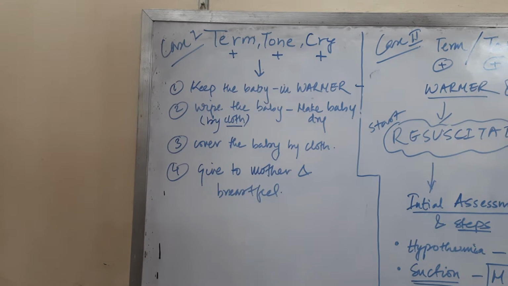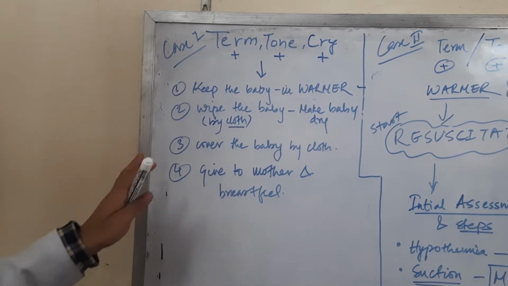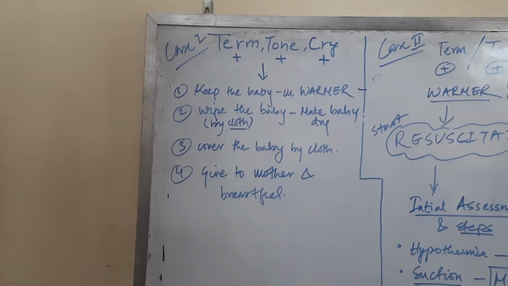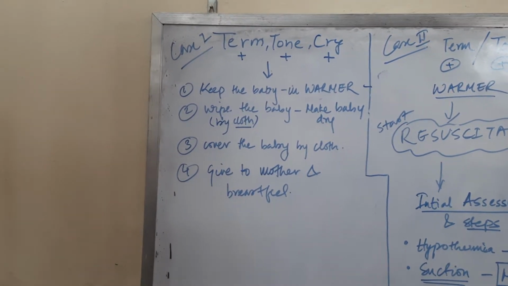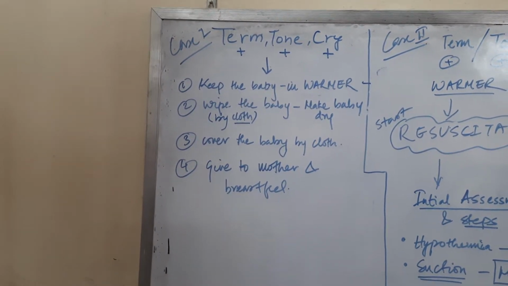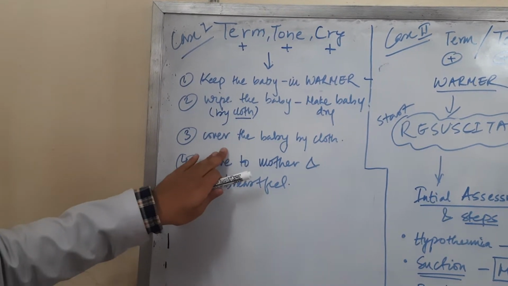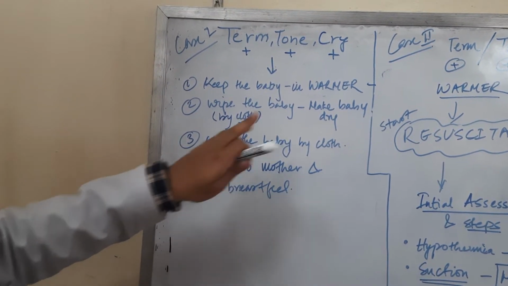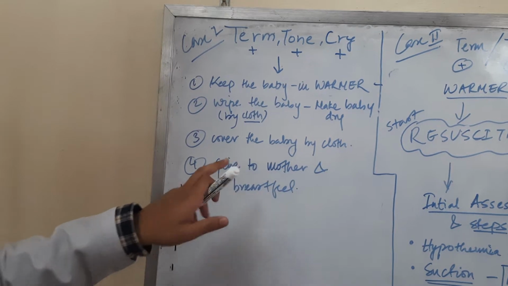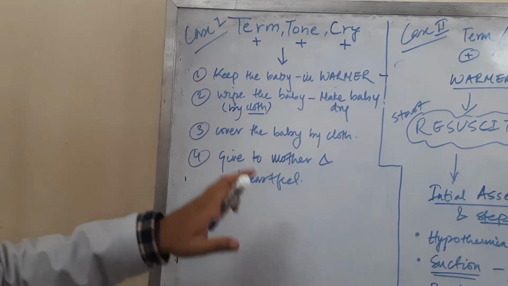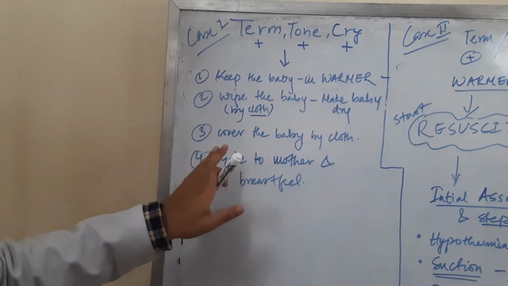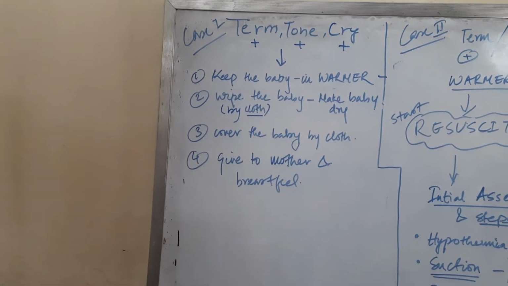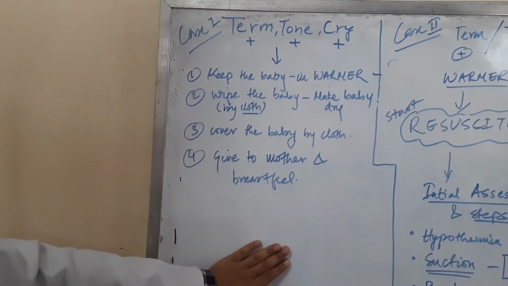After that, we have to hand the baby over to the mother, for which we cover the baby. We put a cap on the baby because the head circumference of the baby is more than the chest circumference. Maximum heat loss takes place from the head, so the head should be covered. We should not forget the feet; the soles should be covered, and the baby should be covered properly and handed over to the mother for immediate early breastfeeding. That is for a normal child.